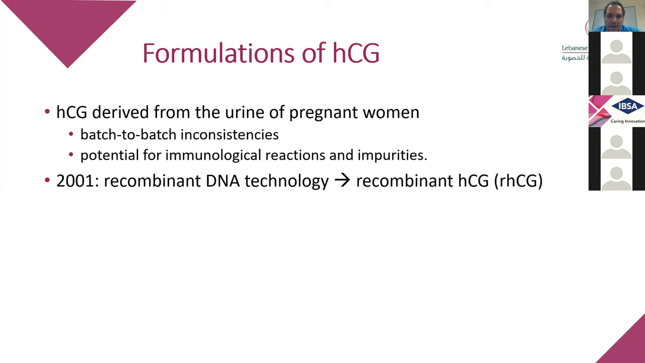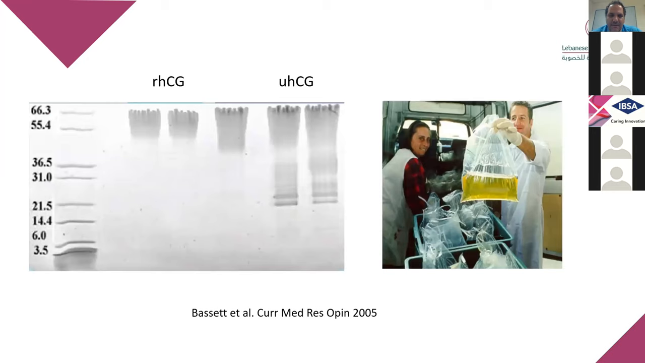However, in 2001, the recombinant became more available, and now we have the recombinant hCG that came into the market. So here is a study by Bassett to compare the recombinant hCG and the urinary hCG, and it shows that there are a little bit more impurities and proteins other than the hCG itself when you look at the urinary hCG.